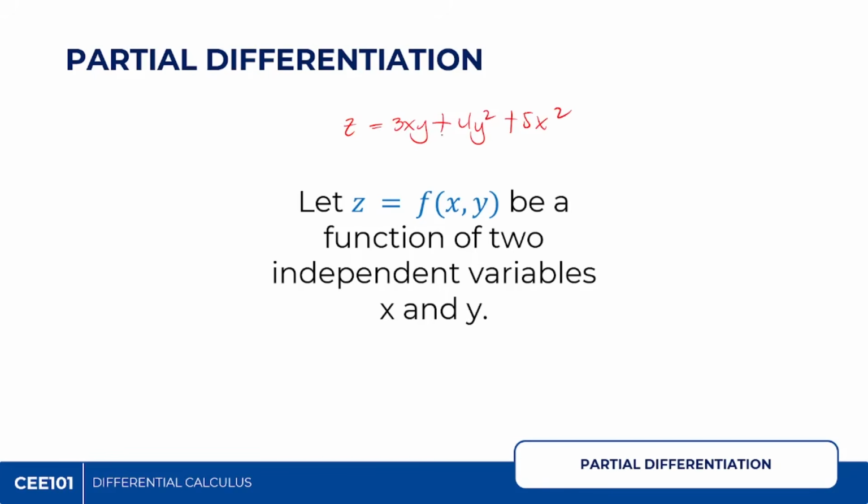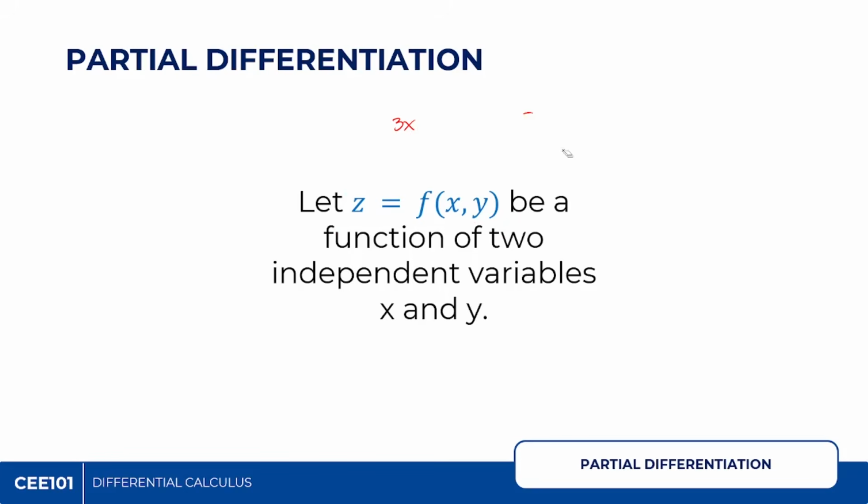So, as you can observe, meron tayong function z na both are expressed by these two variables. So, xy, y squared, x squared. So, yan yung tinatawag nating, yun yung tawag nating function or equation that is expressed by two independent variables. Say, for example, x and y.